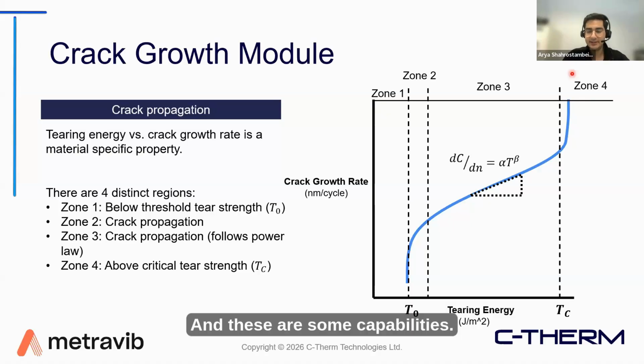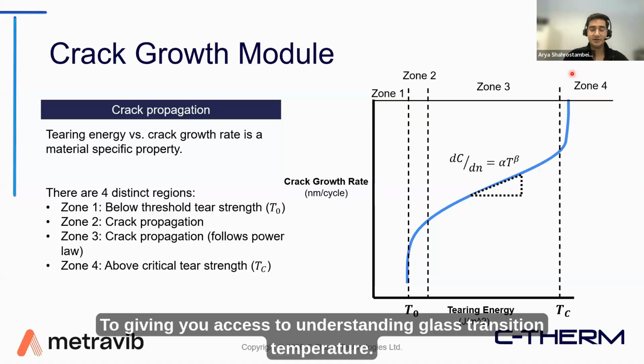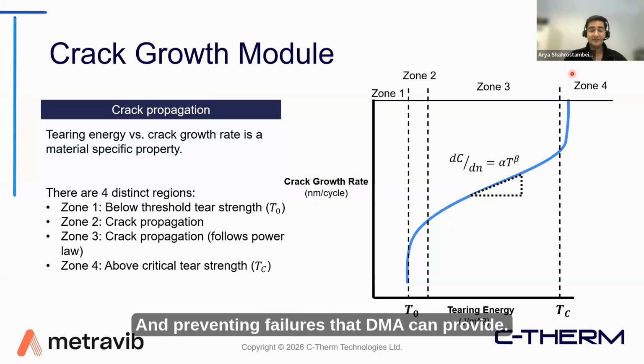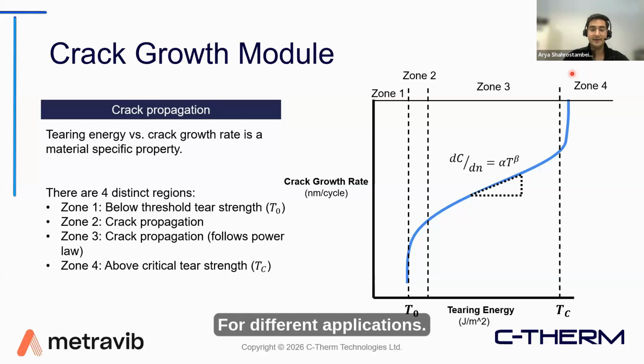These are some capabilities, from simulation to giving you access to understand the glass transition temperature, failure analysis, and preventing failures that DMA can provide for different applications in robotic systems and different parts.